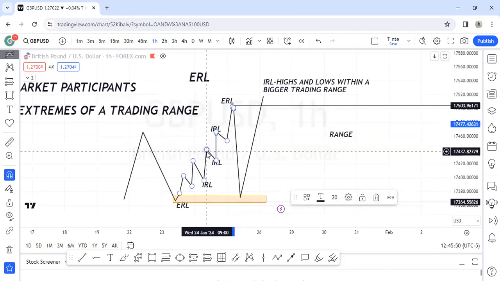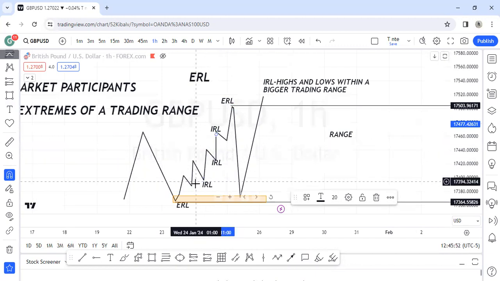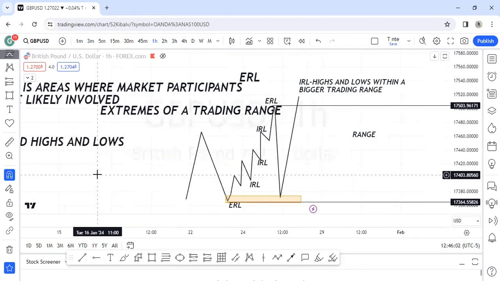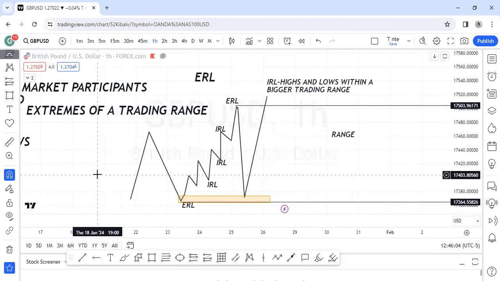So all these highs and lows inside this overall trading range are what we refer to as the internal range liquidity. That is all it is. I hope you guys understand that whole idea.